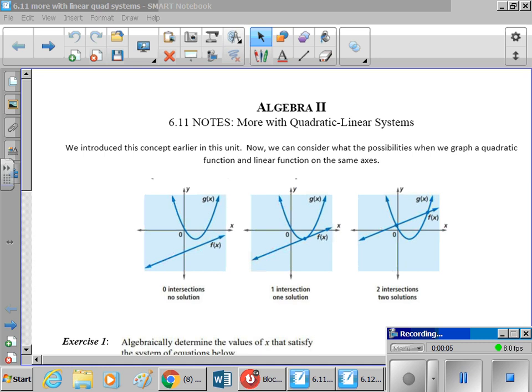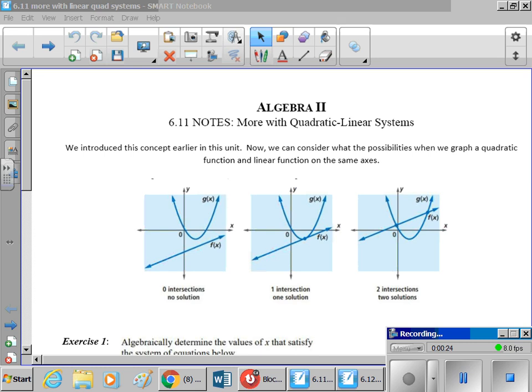Today's lesson is 6.11, more with quadratic linear systems. I really felt like I didn't do enough with these when we were talking about them earlier in the unit. So I decided let's spend a little bit more time, and really just a little bit more time, looking at a few more examples.